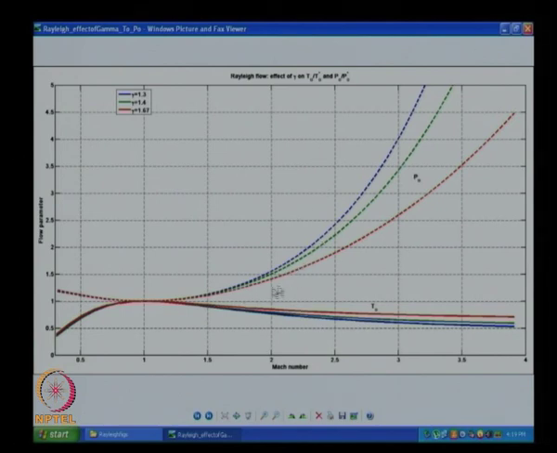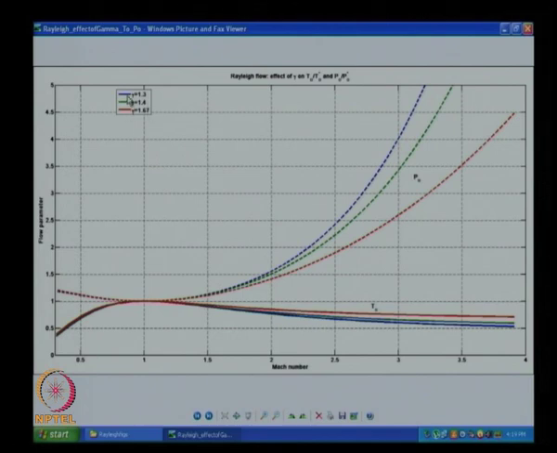We find that if it is supersonic flow, there is a huge drop in P naught, while subsonic flow there is lesser drop in P naught. Okay. And it can handle a lot of heating also. That is what we see in general. Now we will look at the variation in gamma.